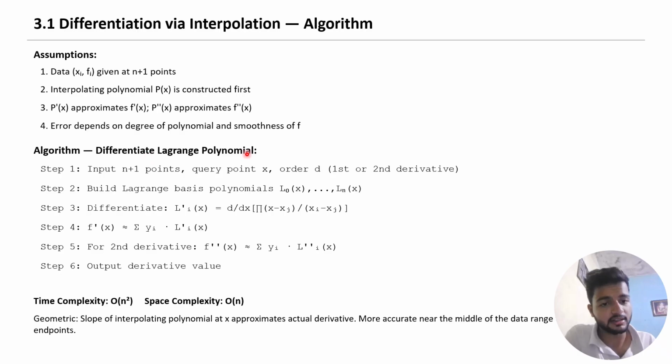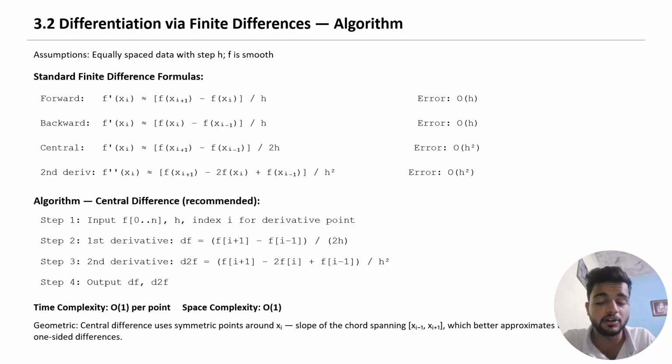Algorithm to differentiate a Lagrange polynomial. Input n plus 1 points, query point x, and order d, first and second derivative. Build the Lagrange basis polynomial. Differentiate L dash i(x), d by dx of this. F dash x is equal to the summation of yi times L dash i(x). For the second derivative, F double dash x is equal to the summation of yi times L double dash i(x), which will give the output of the derivative. Time complexity of this algorithm is big O of n square.